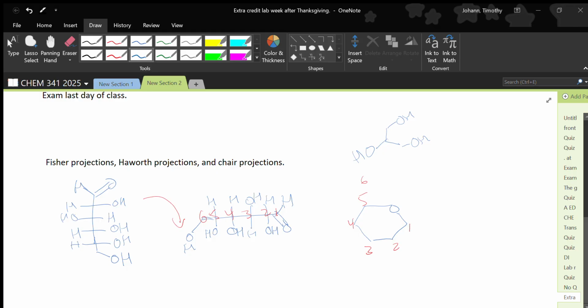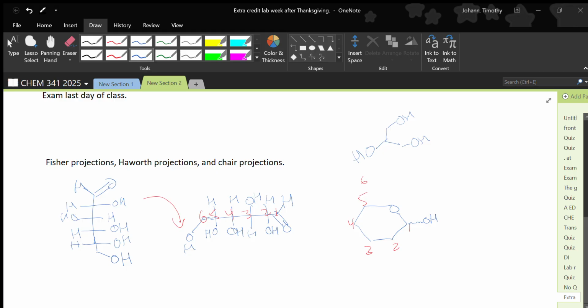But in terms of the Fischer projection, what do I do with the beta alpha anomer? Beta goes up, alpha goes down, but I don't know which is which off of the Fischer projection. It would have to be specified, right? So at this point we just go with a squiggle, unless I said alpha anomer or beta anomer, alpha or beta glucose.